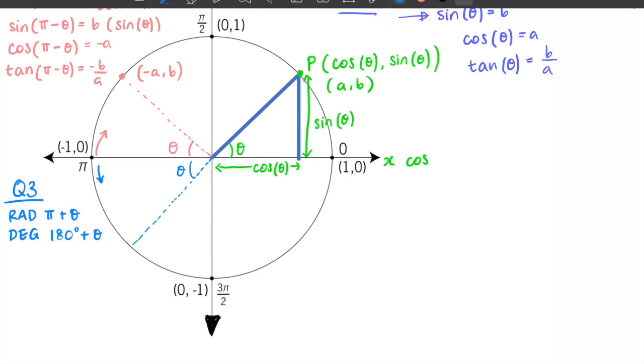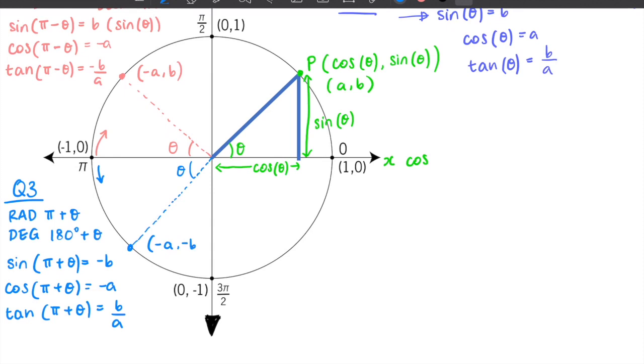So the trigonometric ratio properties would be the following. So sine of pi plus theta would be negative b, cos of pi plus theta would be negative a, and then tan of pi plus theta would give us b over a. So this point down here would have the coordinate pair negative a, negative b.